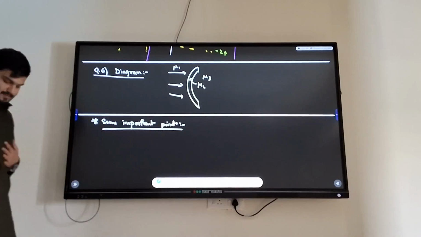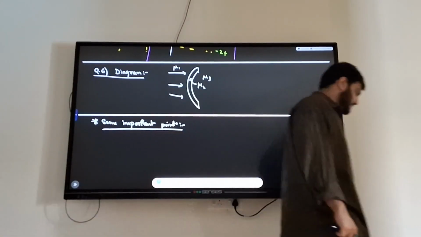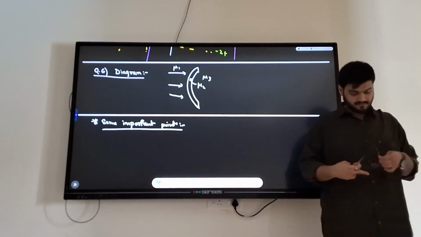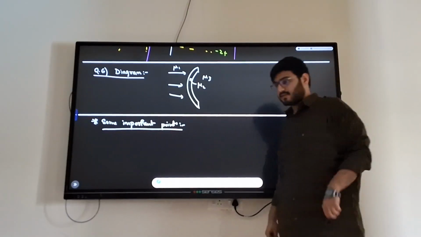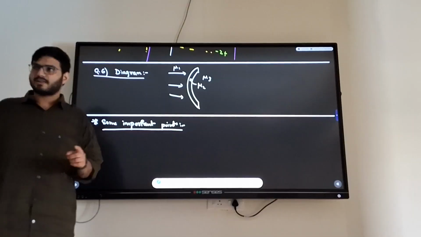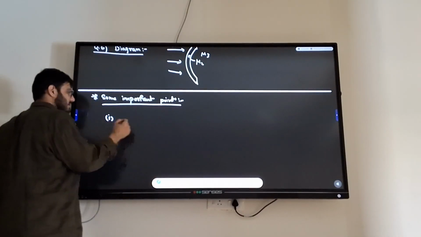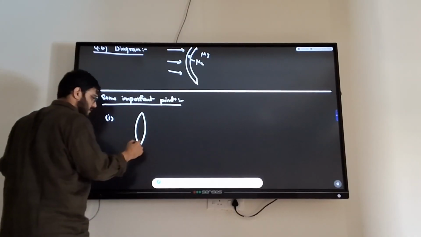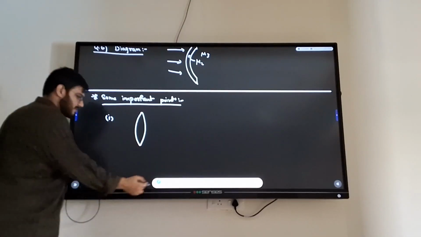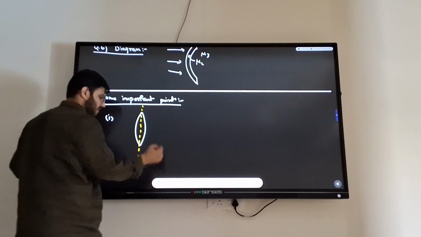Some important points. And the first point is, what if you have a lens and let's try to cut it? What if I cut it, then what will happen? So, let's say you have a lens like this. And let's say I cut it from here. Then what will happen?